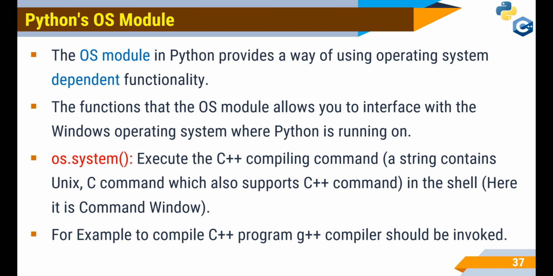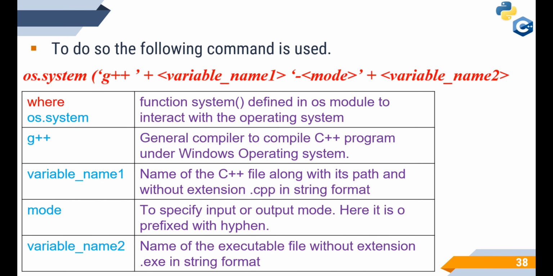os.system executes the C++ compiling command. A string contains a Unix or C command, which also supports C++ commands in the shell. Here it is in the command window. For example, to compile a C++ program, the g++ compiler should be invoked. To do so, the following command is used: os.system of g++ plus variable name1 plus mode plus variable name2.